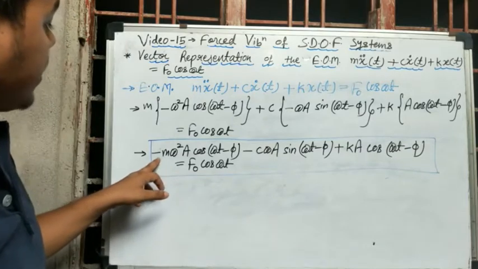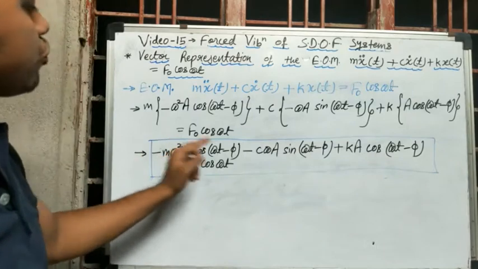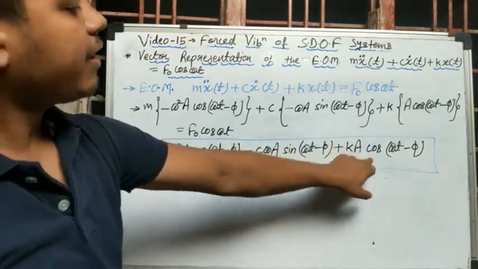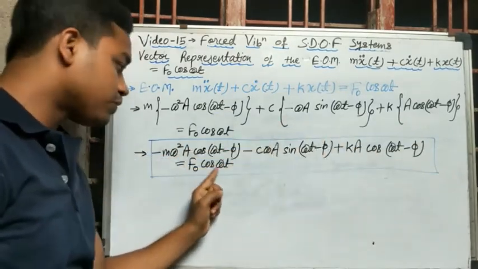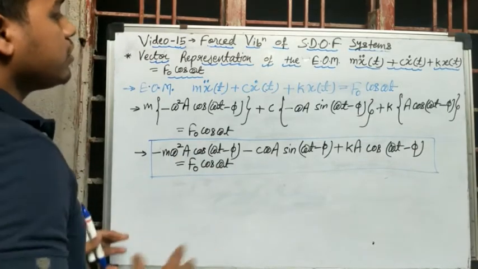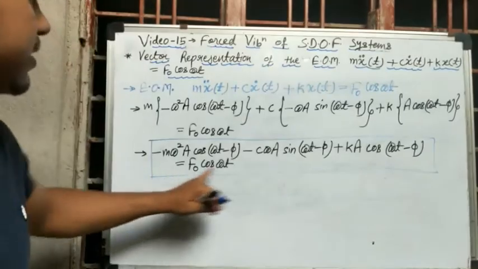Now we can say the resultant of these three forces, minus m omega square a cos omega t minus phi, minus c omega a sin omega t minus phi, plus ka cos omega t minus phi, the resultant of these three forces is f naught cos omega t. This much we can say, right? Now we'll draw the vector representation of this system of forces.